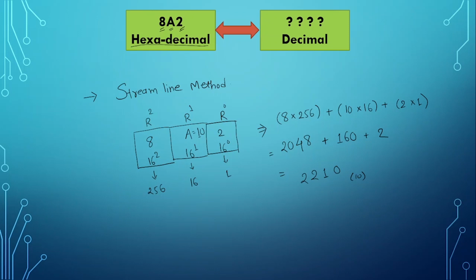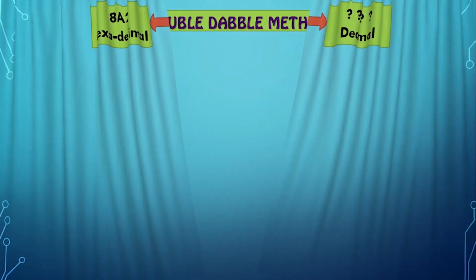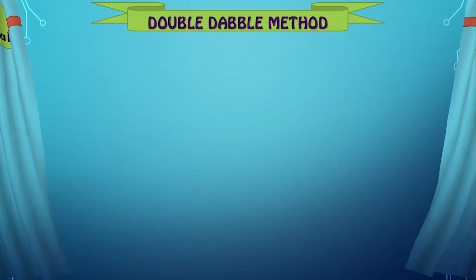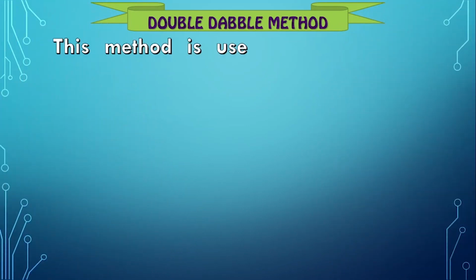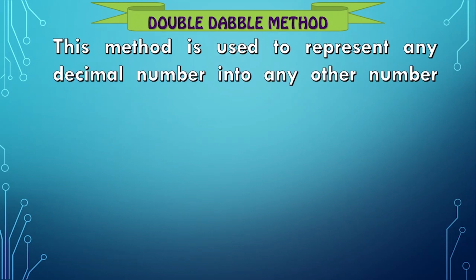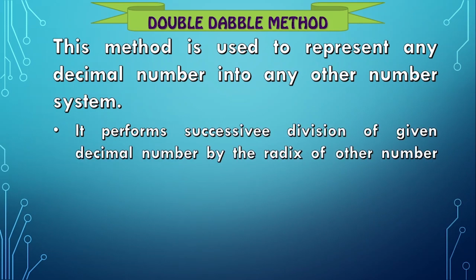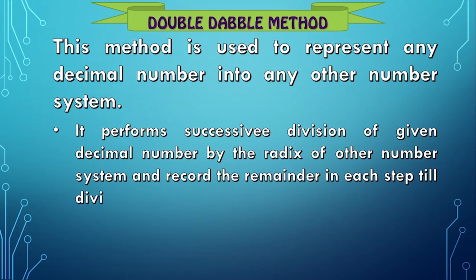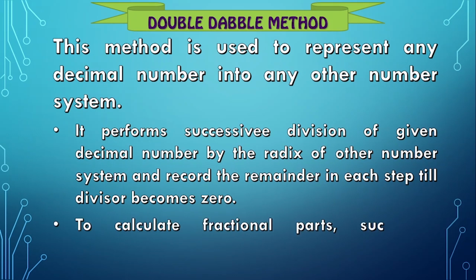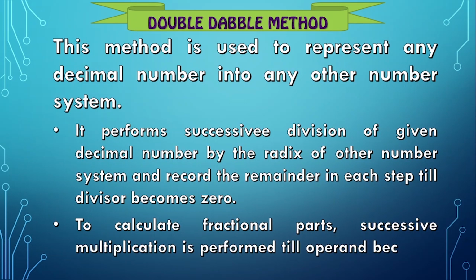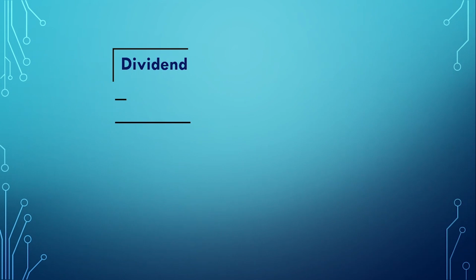Now we will move towards the double dabble method. This method is used to represent any decimal number in any other number system. It performs successive division of the given decimal number by the radix of the other number system and records the remainder in each step till the divisor becomes 0. To calculate fractional parts, successive multiplication is performed till the operand becomes 0. When we have some examples, these two statements will be very clear in your mind. For now, let us have some idea regarding Euclidean division.